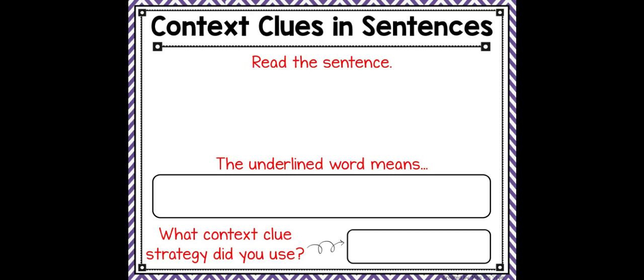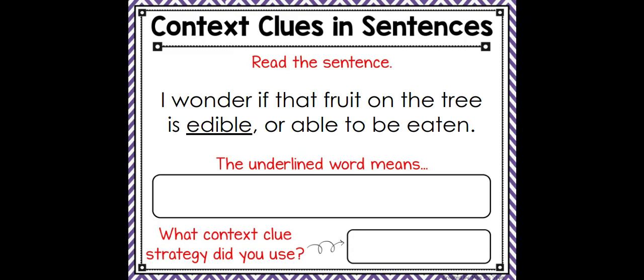Let's read another sentence and determine the meaning of the underlined word, as well as which context clue strategy you use to help you solve for the meaning. I wonder if that fruit on the tree is edible or able to be eaten. What do you think the underlined word means? Eatable or digestible? Something you can eat is what edible means.